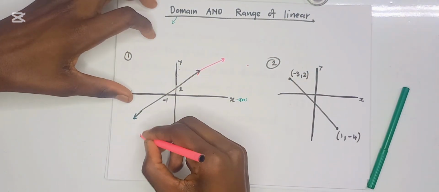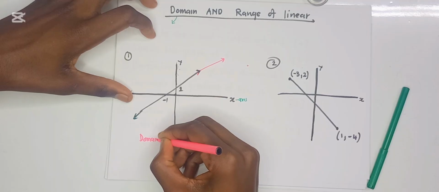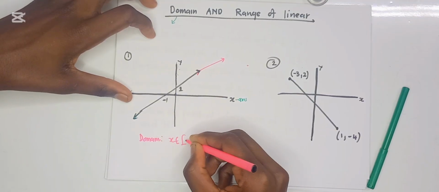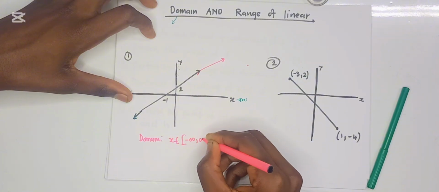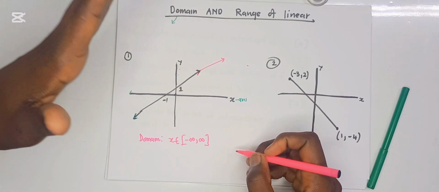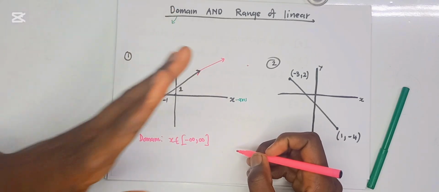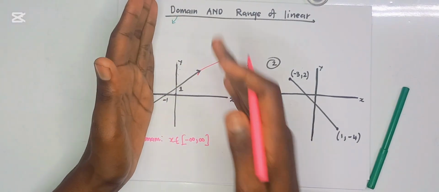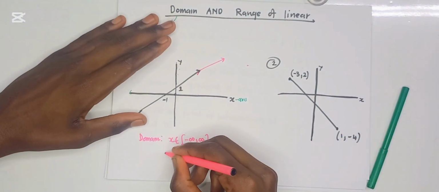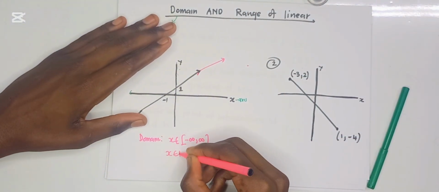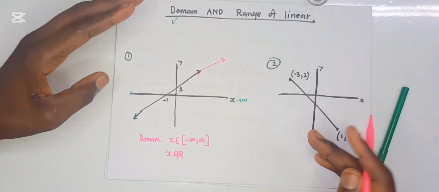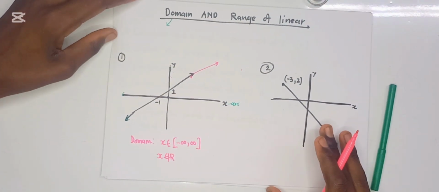So our domain for this graph is going to be what? It is going to be x, an element from negative infinity to positive infinity. Where does this graph exist on the x-axis? It exists from negative infinity to positive infinity. Another way to represent it is to say x is an element of the real numbers, because it exists on the whole x-axis of the Cartesian plane.